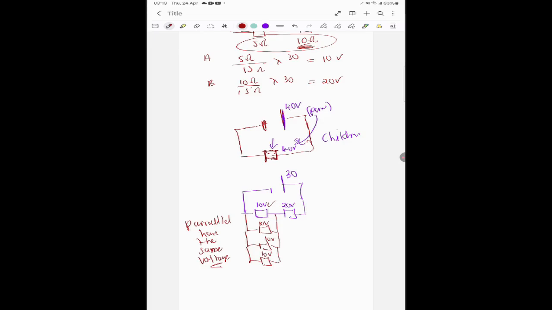What if I broke it here? What if I broke it some here? Find my eraser. Yeah, there we go. And I connected it like this. He would have 30 volts. And if I connected another item in parallel there, he too would have 30 volts, right?